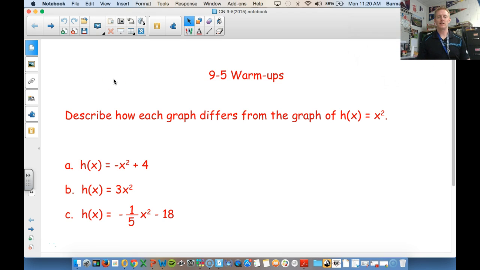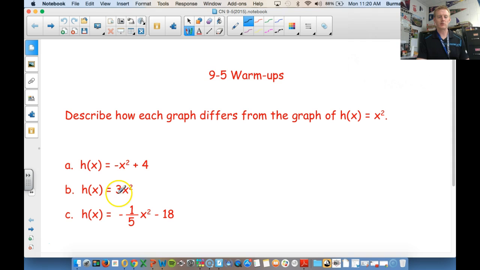Just to get your minds thinking about math again, we have a couple warm-up questions. Hopefully you guys can see directly how these graphs are going to relate to the parent graph just by knowing that there's a negative here, so it's reflected. How we have a plus 4, so it's shifted up 4.